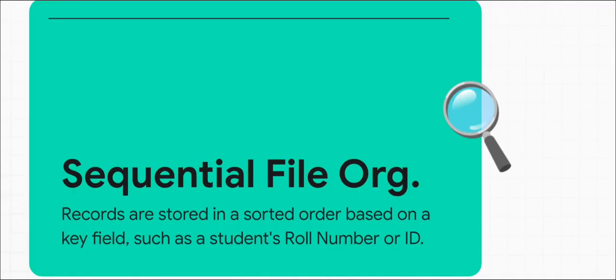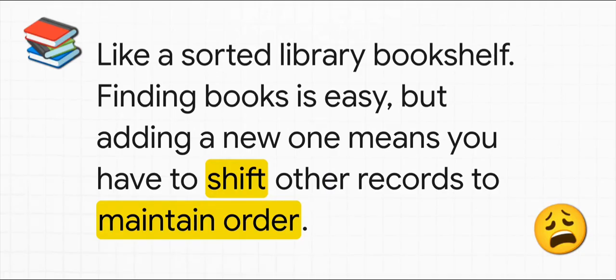So, naturally, the next step is to bring some order to that chaos. With sequential file organization, records are stored in a sorted order based on some kind of key, like a student ID. This makes searching way, way faster, especially if you're looking for a range of things. Think of a library bookshelf, all sorted perfectly by book number. Finding book number 150 is easy, right? You know it's going to be after 149 and before 151. But here's the catch. What happens when a new book, let's say number 50, shows up? You have to literally shift every single book after it just to make room. So adding and deleting things becomes a very slow, painful process.